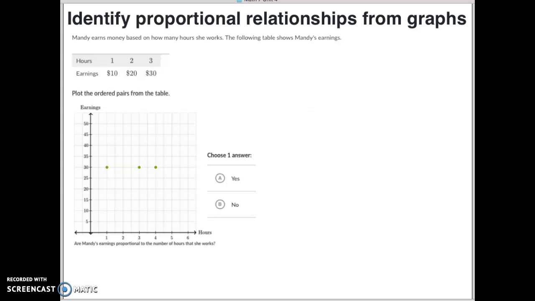Hey, Math 7 students. So here's what we got today. Two cons. Neither of them horribly difficult. So we'll make this pretty quick here. So you'll see the question here.